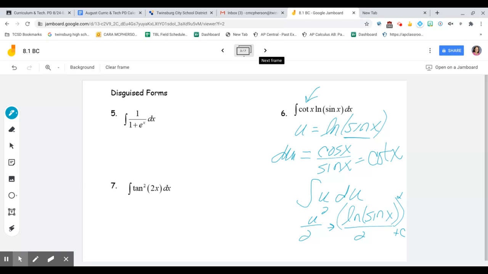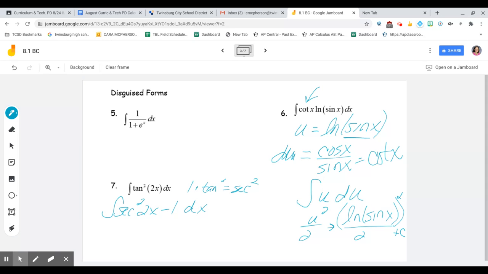This is actually an identity, and it is an identity that you should have a little bit of familiarity with. The identity is that 1 plus tangent squared equals secant squared. It's one of our Pythagorean identities. So tangent squared is actually equivalent to secant squared minus 1. So this is actually secant squared 2x minus 1.